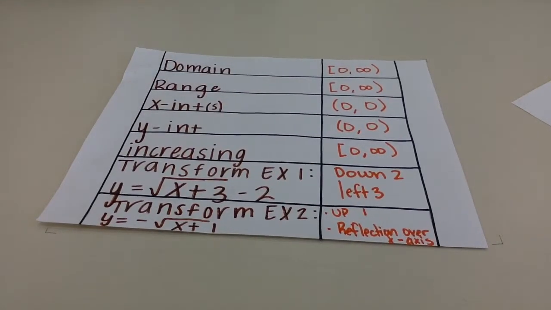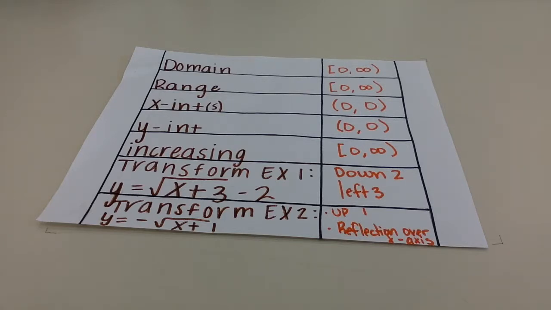The domain of the square root of x is bracket 0 to infinity. Our range is bracket 0 to infinity as well. It goes on for infinity because it goes on forever. The x-intercept is (0, 0), and our y-intercept is also (0, 0), as it starts at the point (0, 0). It increases on bracket 0 to infinity.